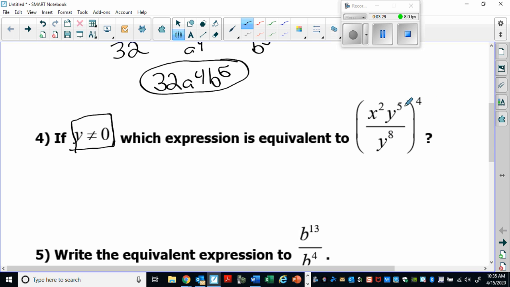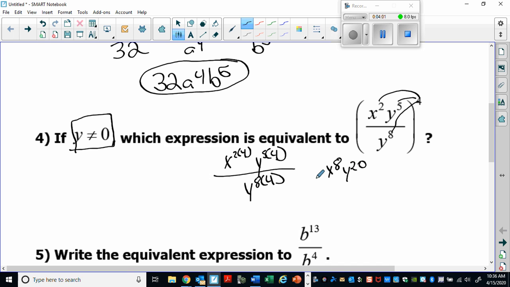So we're taking powers to another power. Well, when you take a power to a power, you're just going to distribute the power to each power inside. So it's going to be x to the second power times 4, y to the fifth power times 4, and then y to the eighth power times 4. What's going to happen here is you're going to see x to the eighth power and y to the 20th power over y to the 32nd power.